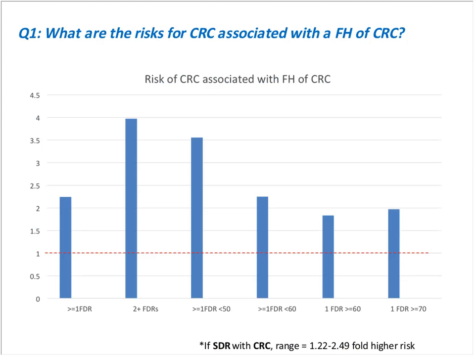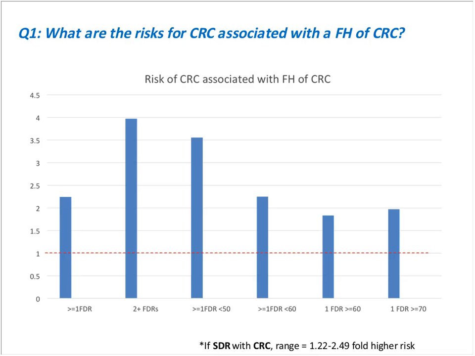The first being, what are the risks for colorectal cancer associated with a family history of cancer, colorectal cancer, versus adenomas, which will be the next slide. And so on the bottom of this graph are the various categories of family history, and you'll see that some of these are similar to the data that Dennis just presented.